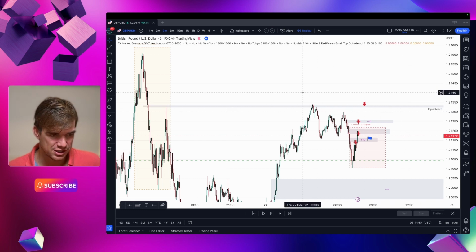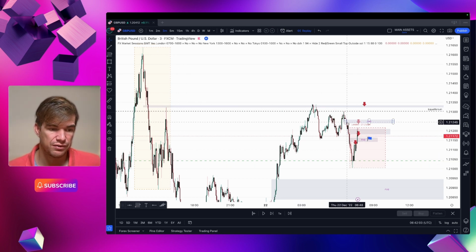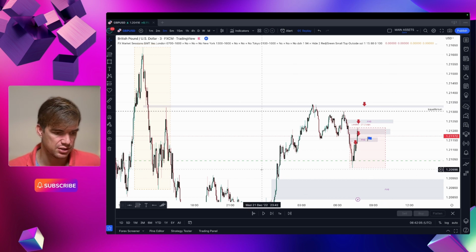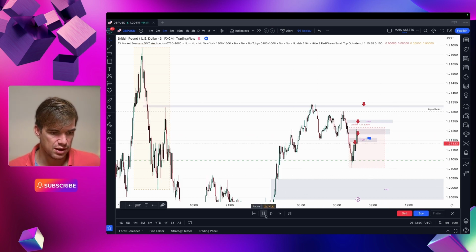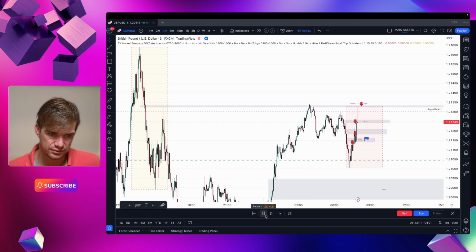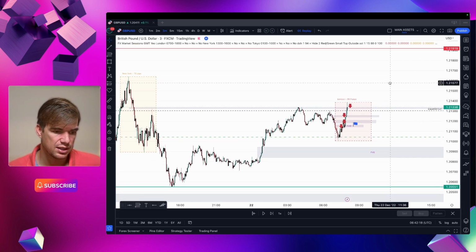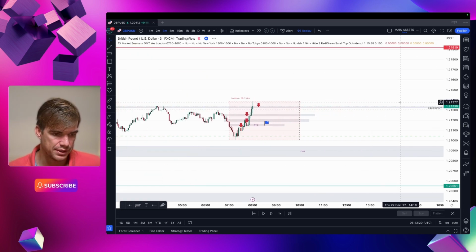Back to ICT concept, what happened here? It came back, took liquidity out of this, filled that fair value gap, came down, came to retest and fill these fair value gaps, and then continuation. So let's see how high it went. And we got filled. We were close to getting stopped out, but we didn't. So then what happened?